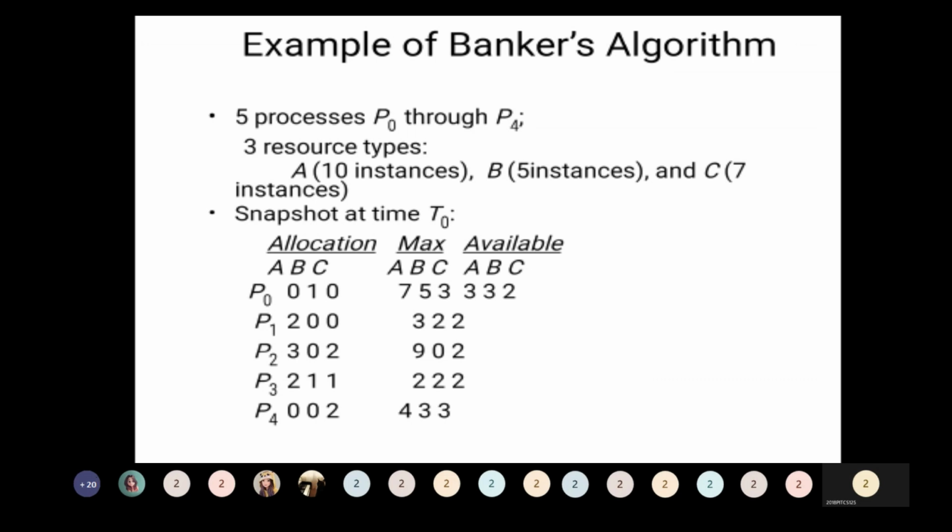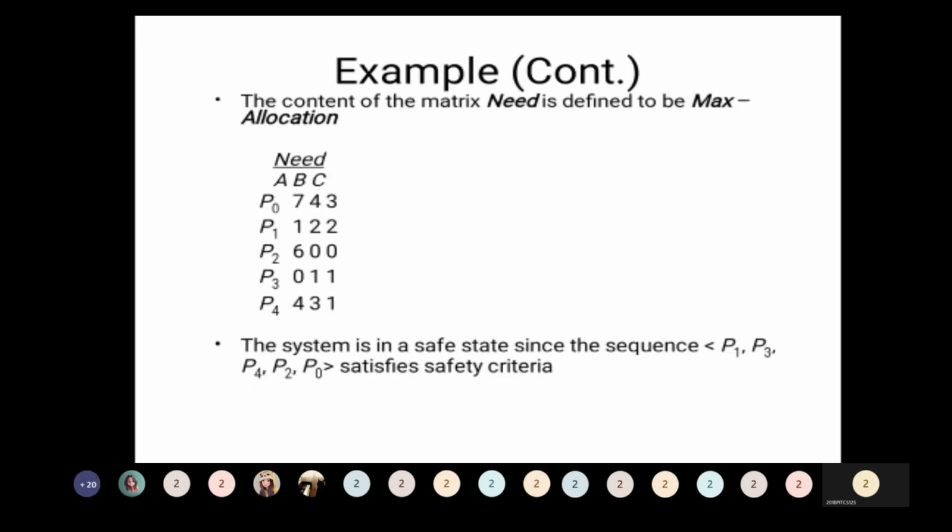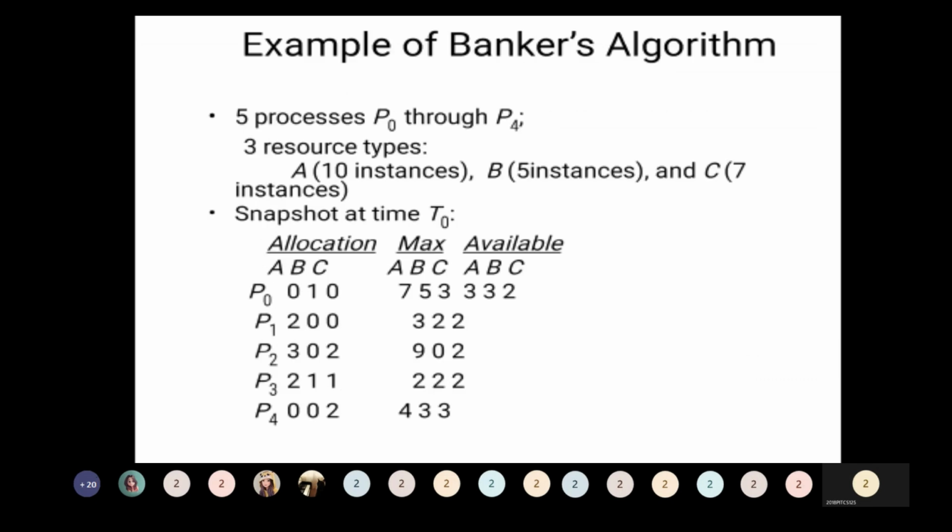Okay, now the need matrix is calculated as max minus allocation. You just have to subtract the values and write the need matrix for each process. So 7 minus 0 is 7, 5 minus 1 is 4, 3 minus 0 is 3. Similarly, you have to write it for the remaining processes, subtracting the allocation from max.